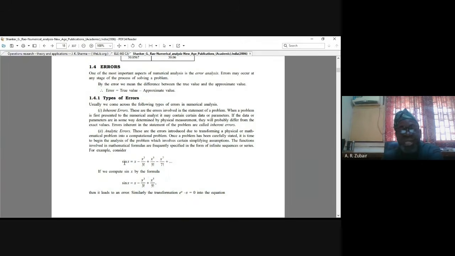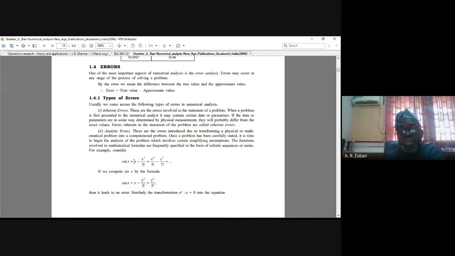If you compute sine x using your calculator, we are looking for sine pi over 3 radian. Type on your calculator sine pi over 3, you get some figures. Now enter here pi over 3 minus (pi over 3) cubed over 3 factorial plus (pi over 3) raised to power 5 over 5 factorial. When you compute this, there's going to be error because you are not using all the terms.